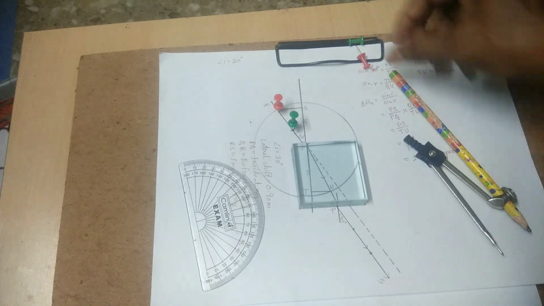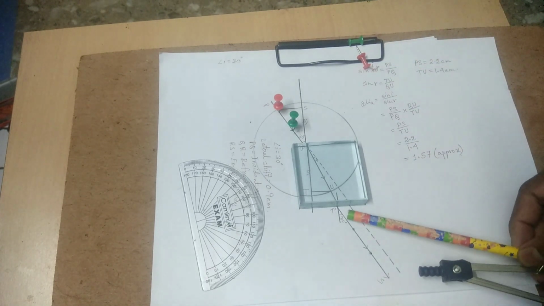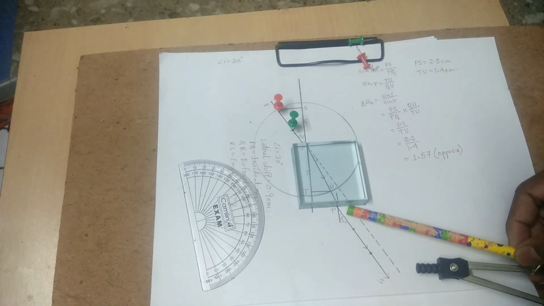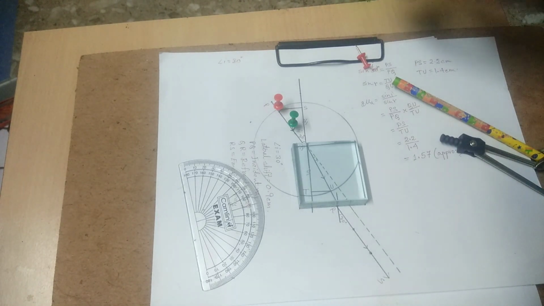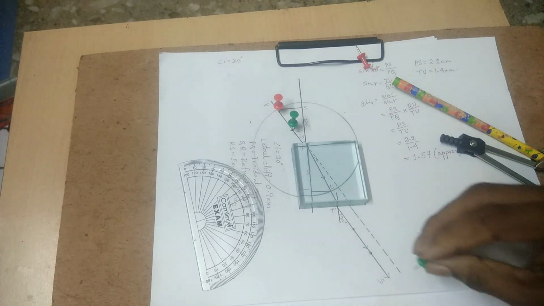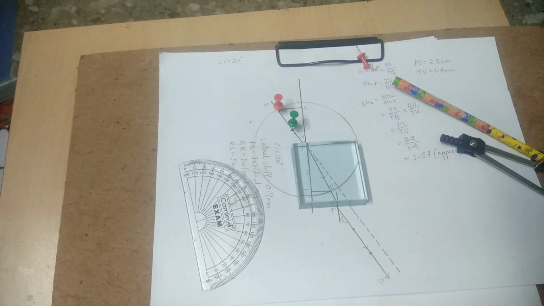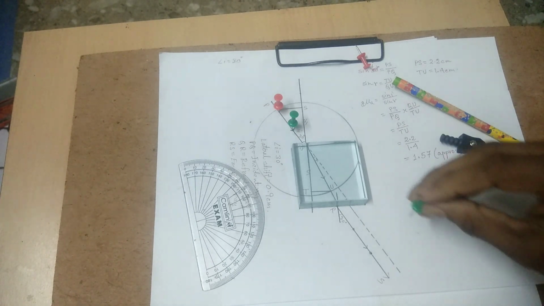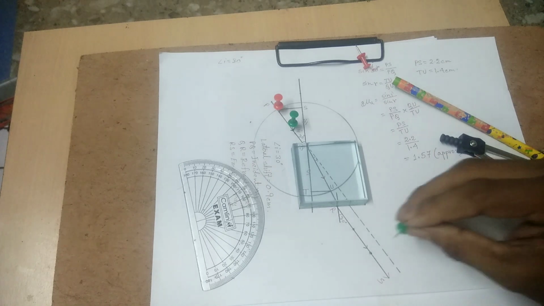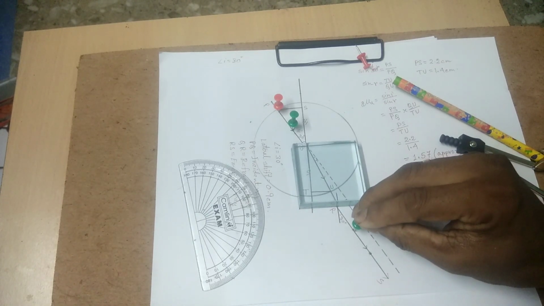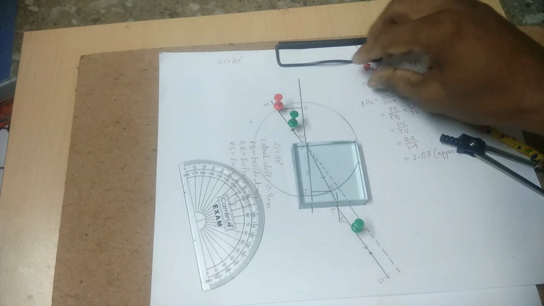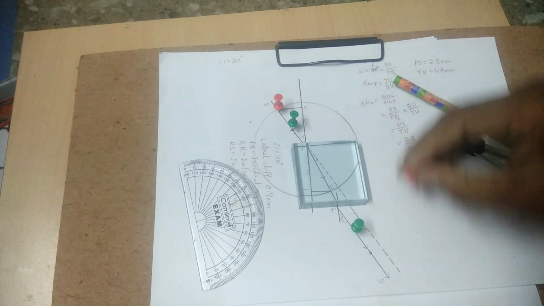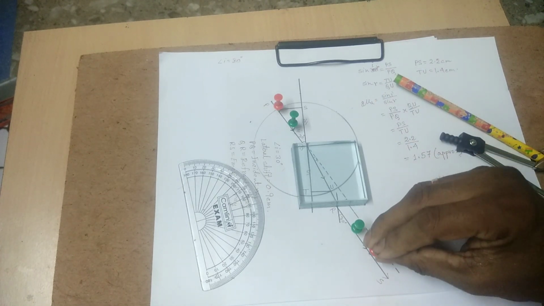Now, what do we do? You have to look through this refracting surface in such a way that if you put two pins here, all four pins lie in a straight line. Closing one eye, we see that all the pins are in a straight line. Let us put first one green pin and another red pin. Let us put the red pin also.